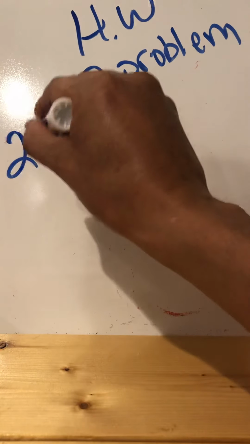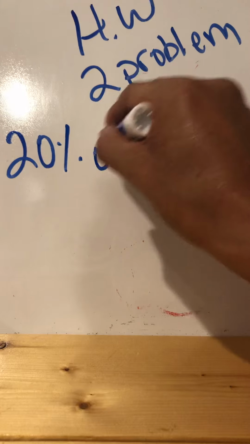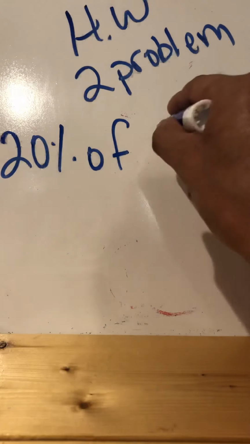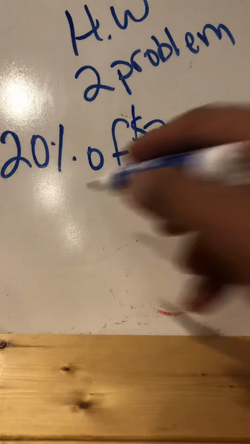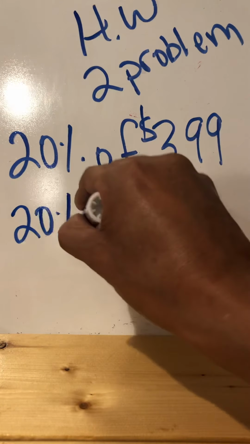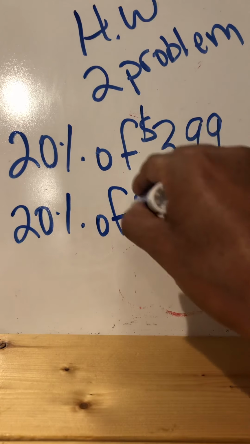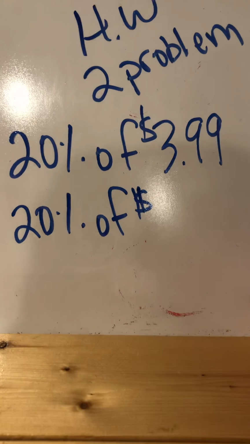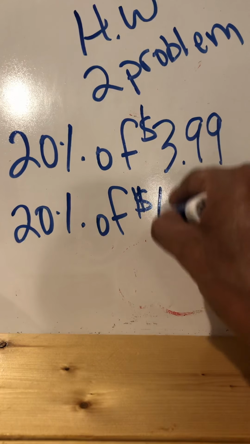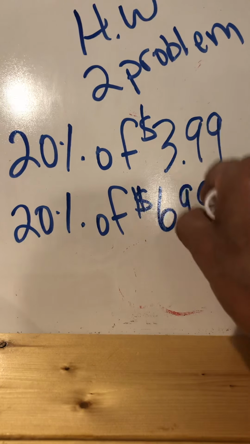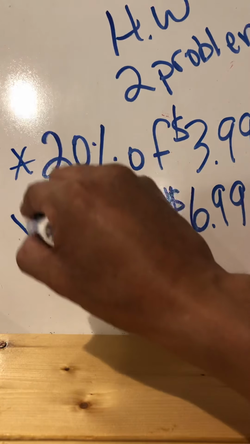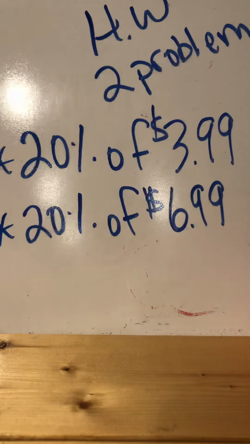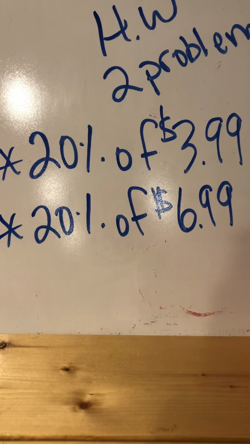Again, using the Goodwill discount, what is 20% of the sodas, which are $3.99? And what is 20% of the basketball player collectible, which was $6.99? So I want you to answer those two problems on a separate sheet of paper.